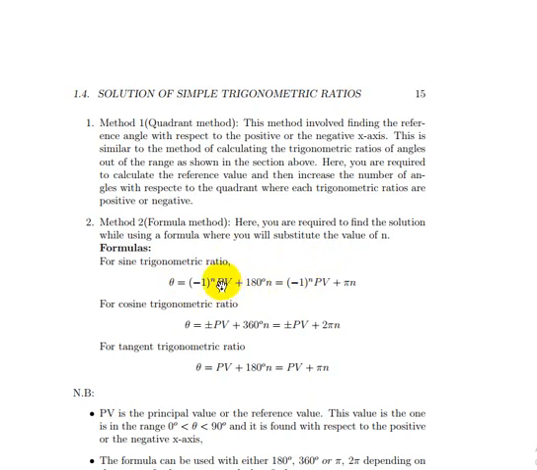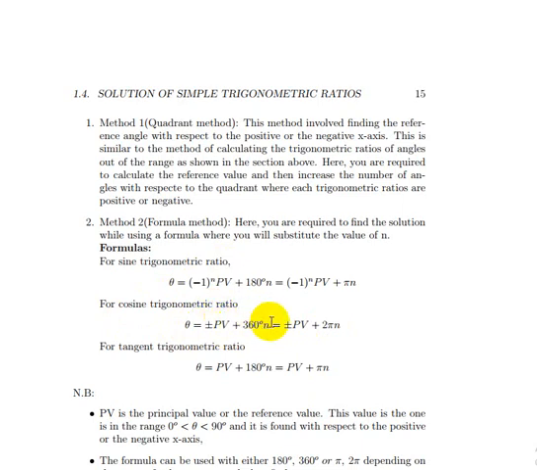If the range is given from -360 degrees to 360 degrees, you can start your n with negative values, such as -3, -2, -1, until you are found out of the range. So this is the formula you use to calculate the angle theta for the sine trigonometric ratios. For cosine trigonometric ratios, to calculate the solutions, you use this formula: plus or minus PV plus 360 degrees n.